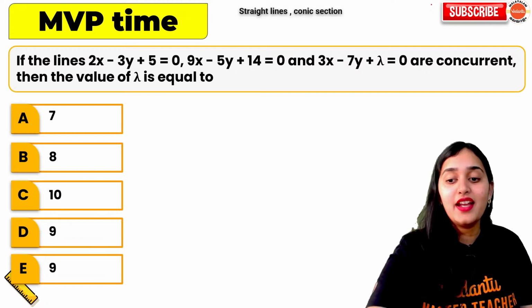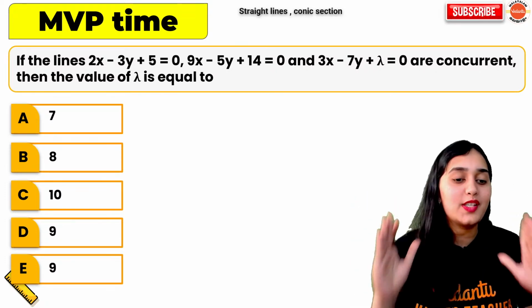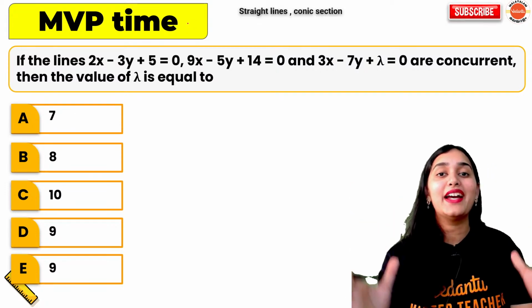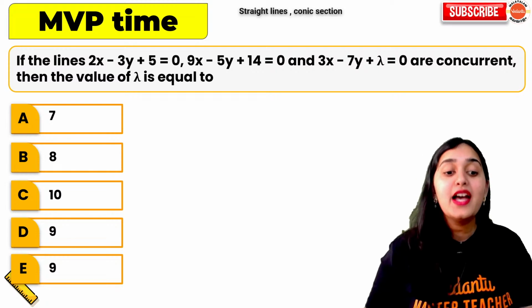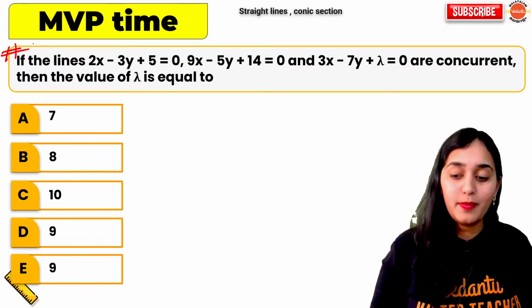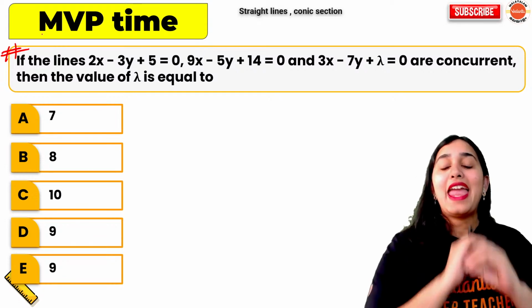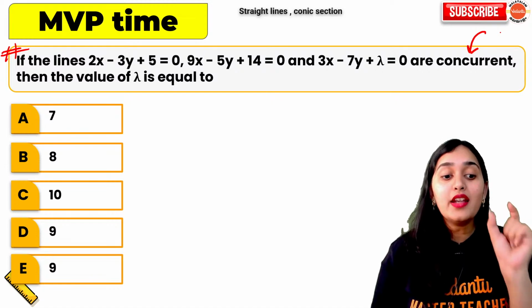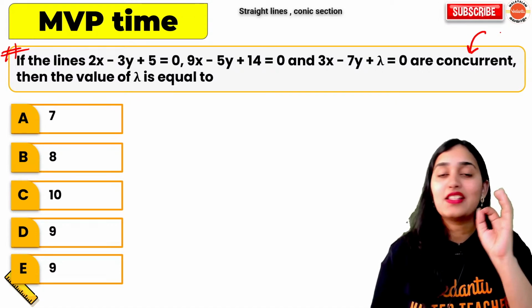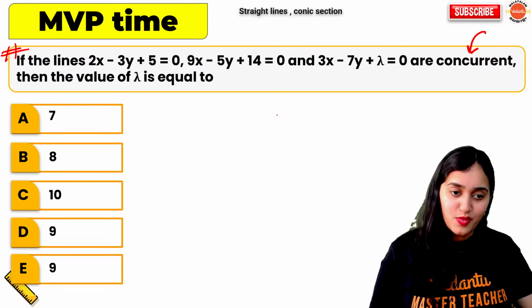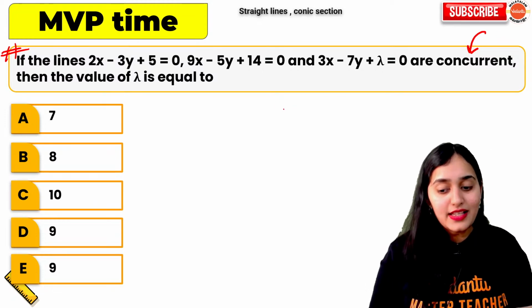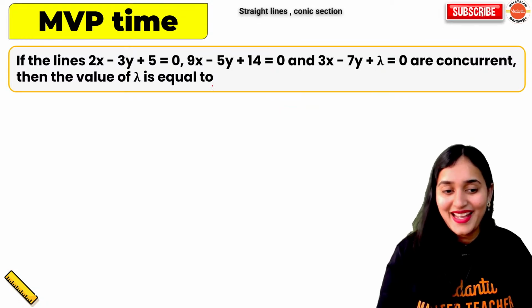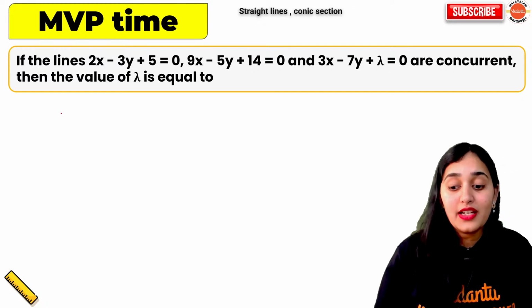Okay, so we have done a variety of questions from this chapter, straight lines, and it is now time for our most valued player and most valued problem. Why is this the most valued problem? Because I have observed every year in the KEAM exam, they ask a question from concurrency. Concurrency is very, very important. Now, quickly solve this question and tell me the answer. Let's see who is going to be our MVP.